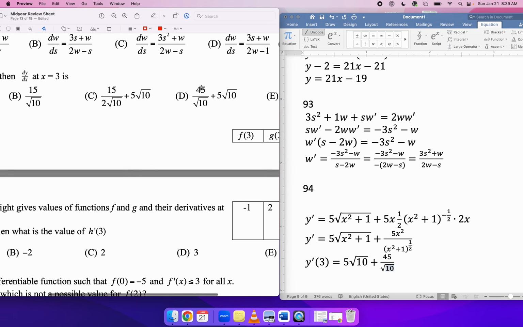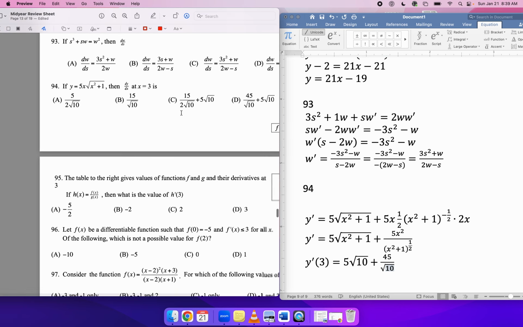Yeah, it is. It's this one, right? 45 over root 10 plus 5 root 10. That's what I have, just in reverse order. So, okay, that's looking pretty good.